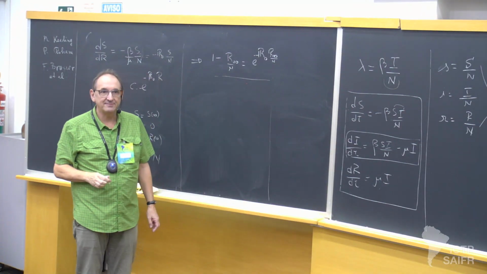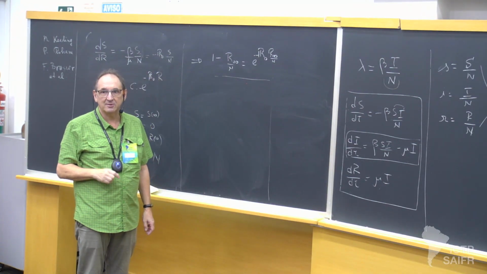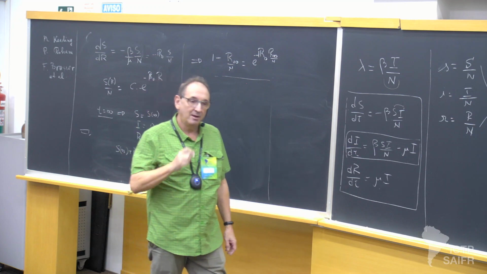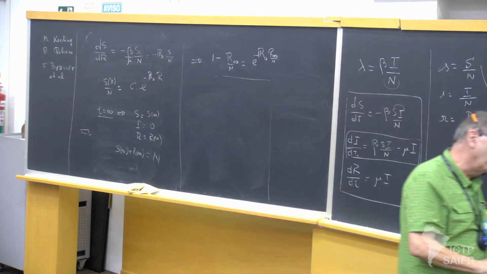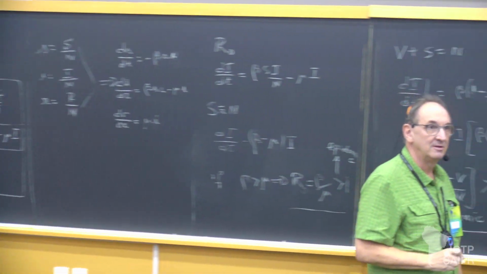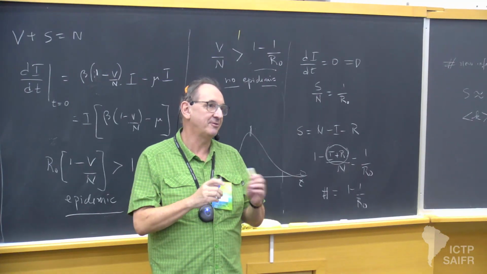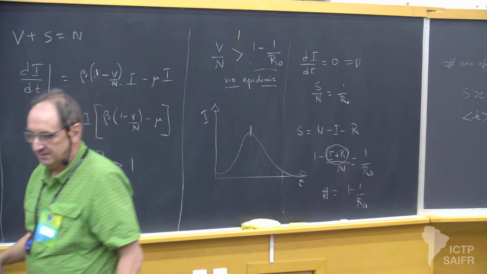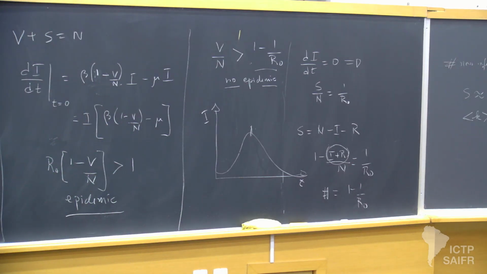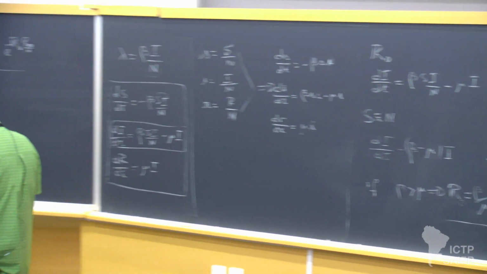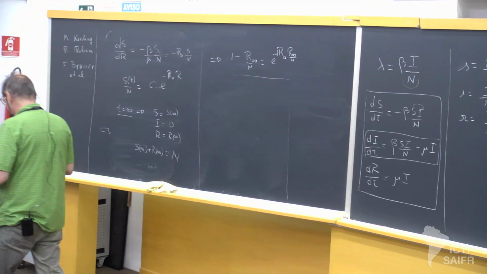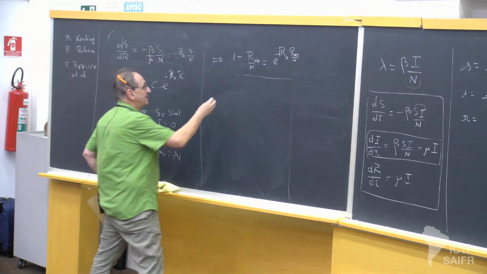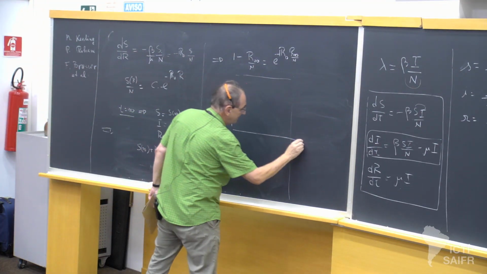the final size of the equation for the final size of the epidemic, which we obtained without ever solving the SIR model. That's the same story as with R0, as with R infinity. It is obtained just by a qualitative analysis.